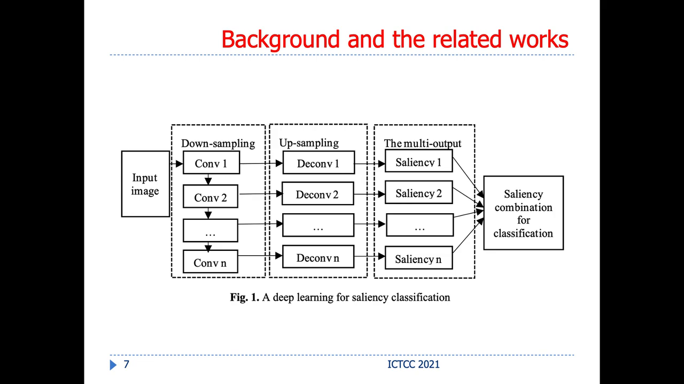We can see that from the input image, a popular learning model can include 3 periods: downsampling, upsampling, and multi-output. From the input image, multiple levels apply convolutional layers, and that is the input for the deconvolution in the upsampling period, and continues to be the input for the saliency prediction of the final period. The synthesis of all saliency predictions of the final period is the saliency combination for the classification.